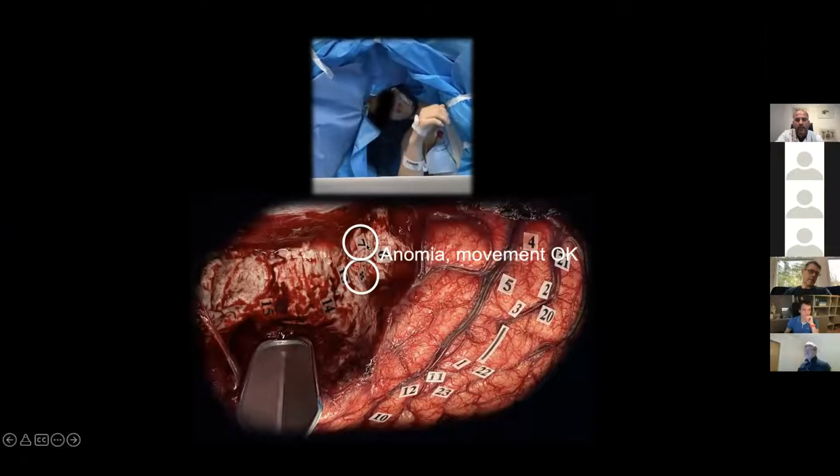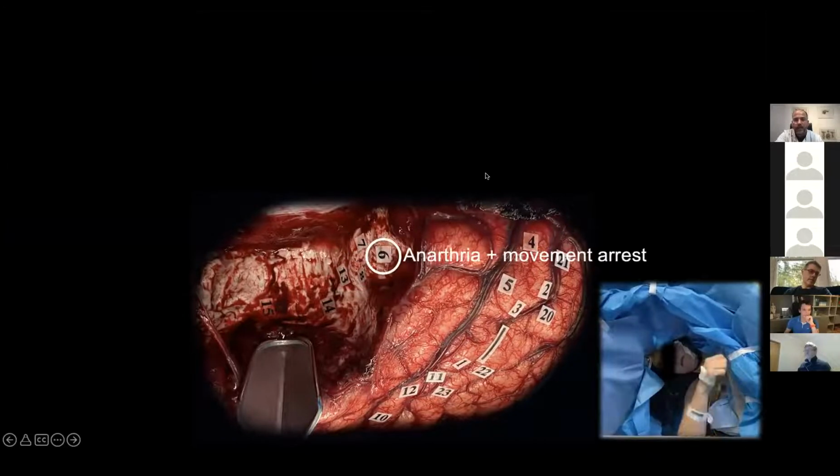In this stimulation, the patient was able to make voluntary movement, but she has a real anomia because she said, this is up, but no more. And in the last part, anarthria plus movement at rest.